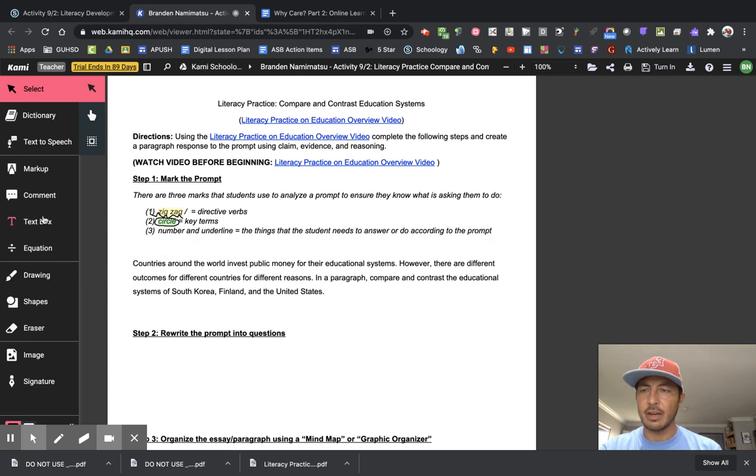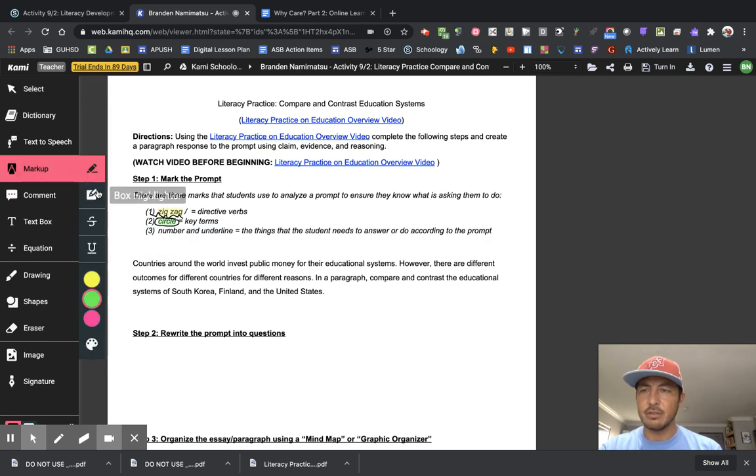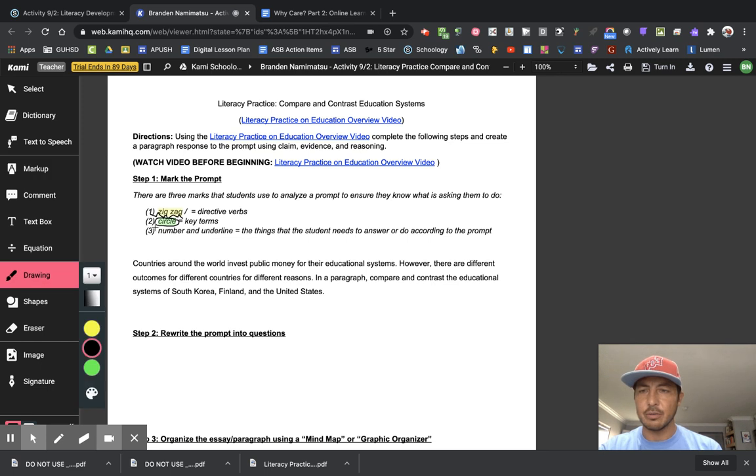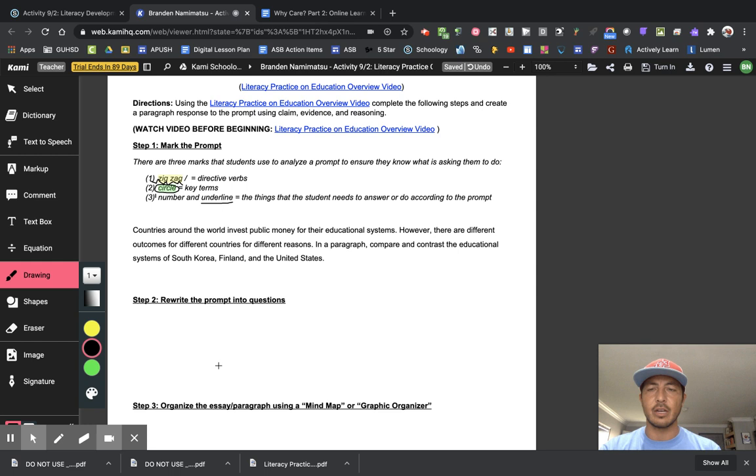And I would probably actually just mark it up now. So using the markup tool, or sorry, the drawing tool, I just put number 1 here, and then I'd underline. Okay. So I'm going to use markup. For me, it's a little bit easier. We'll insert a text box later when we write the prompt into questions. And then we'll use shapes to organize our thoughts.